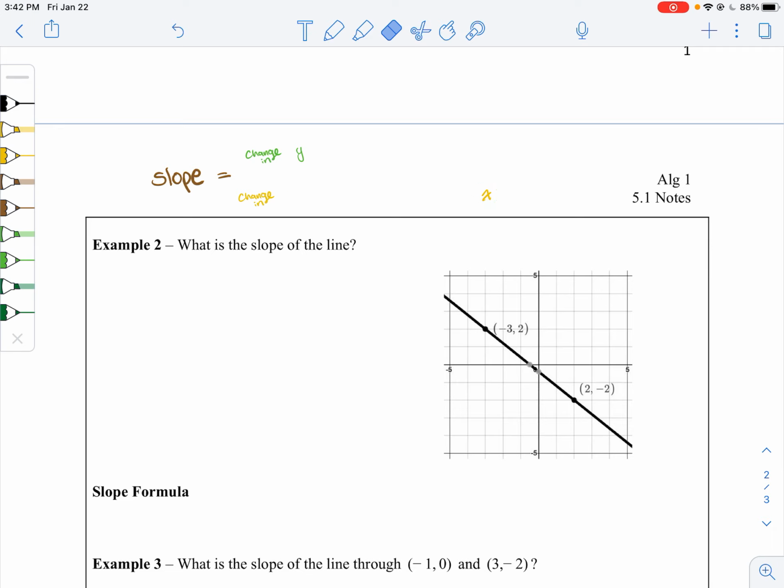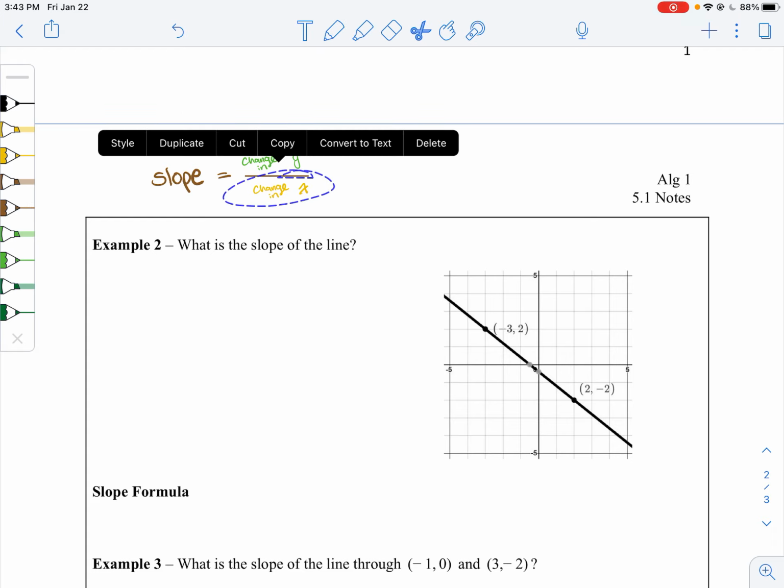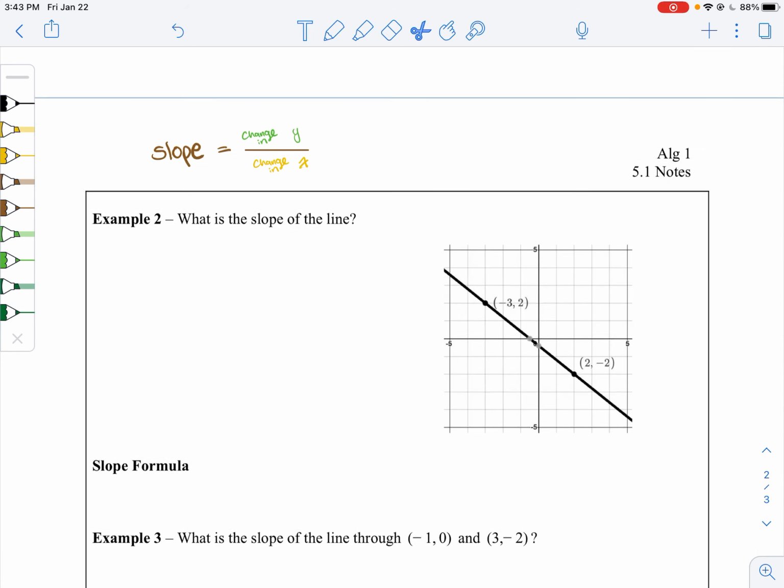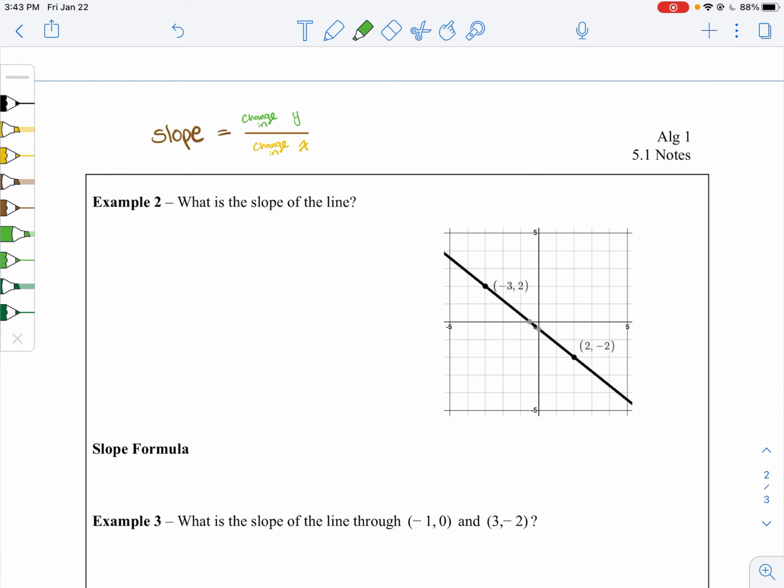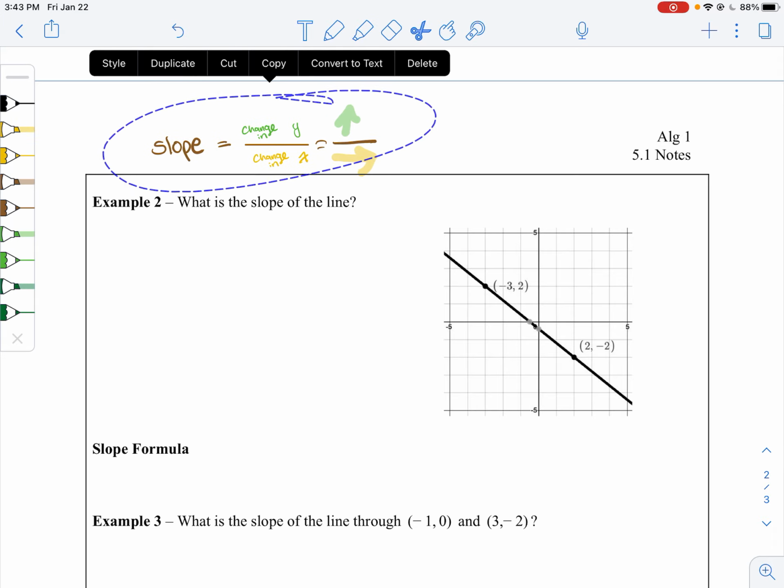Okay, so we want to find out how quickly is y changing? How quickly is x changing? Now remember that y represents how far up and down you go. So our change in y is going to be our distance up. And then our change in x is going to be our distance to the right. And that will always be true. Okay, so let's look at it.